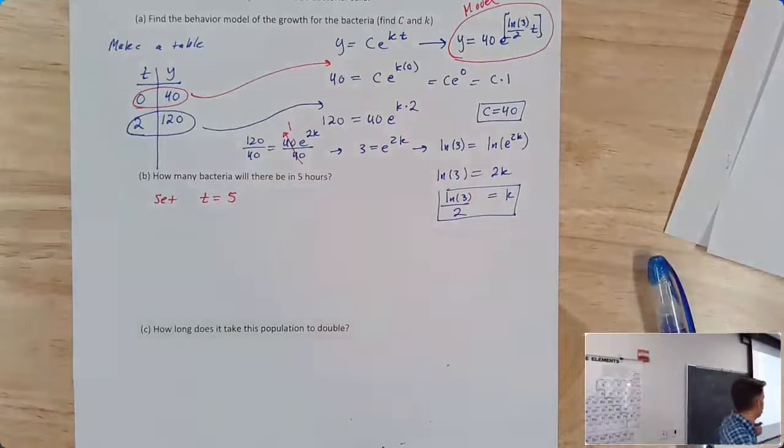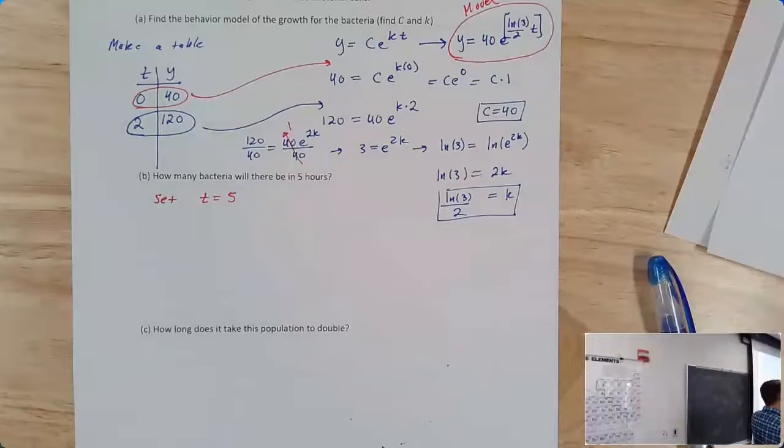Here's where I'm going to say the thing. Typically, when you're doing these sort of exponential growth or decay problems, the first thing you're going to do is, like we just did, find C and find K so you can find the model. And then after you have found the model, there's really only 2 kinds of questions we can ask.